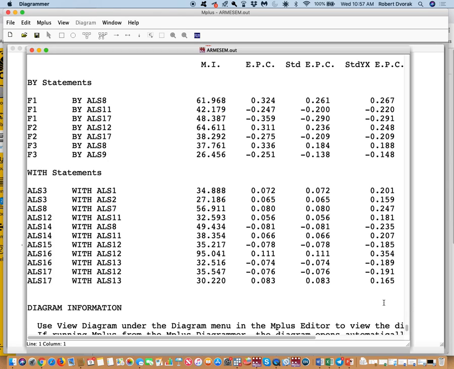Let's take a break. When we come back, we're going to compare these 3 different models.